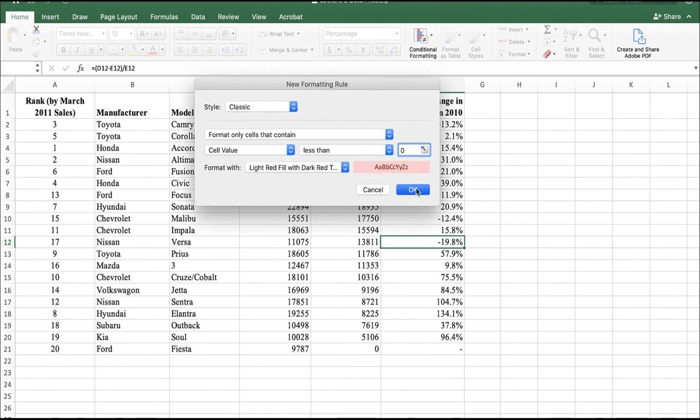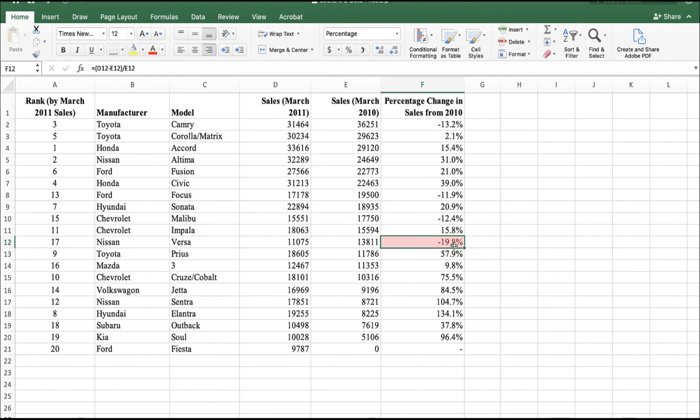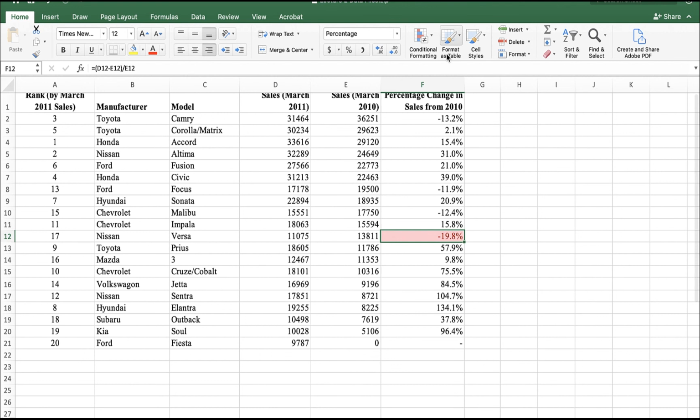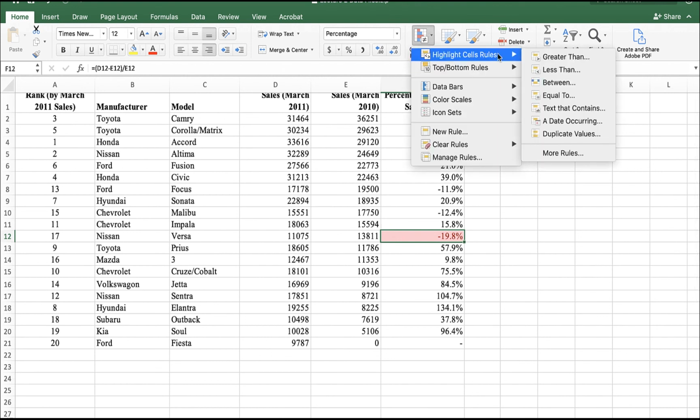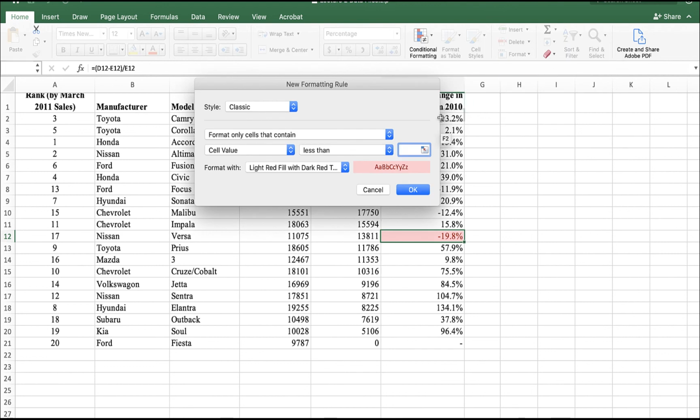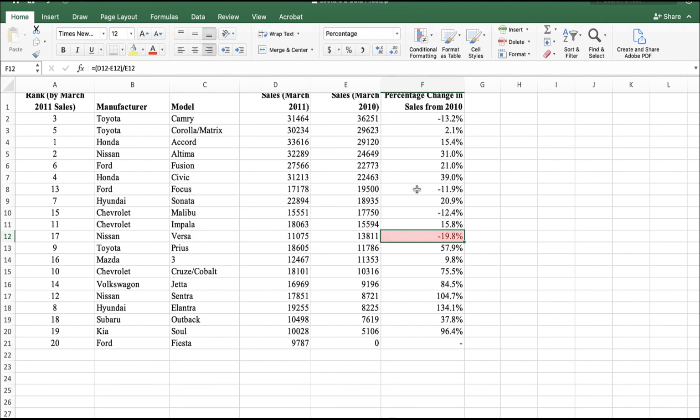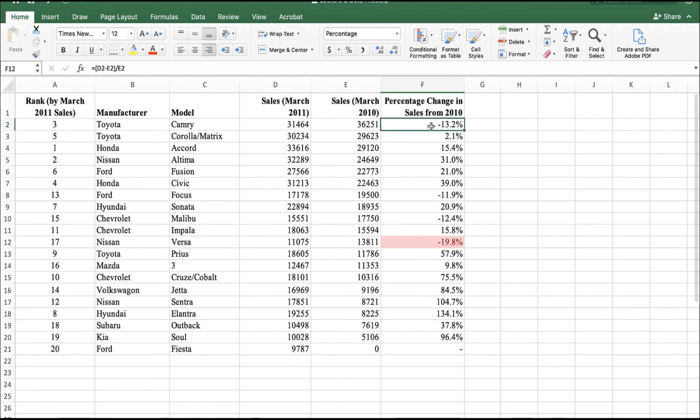And let's press OK. Let's just do that one again. Conditional formatting, highlight cells greater than, less than. And let's put the 0. We didn't put the 0 in here. Let's put the 0 and press OK. And the problem I've made here is it's supposed to highlight everything first.